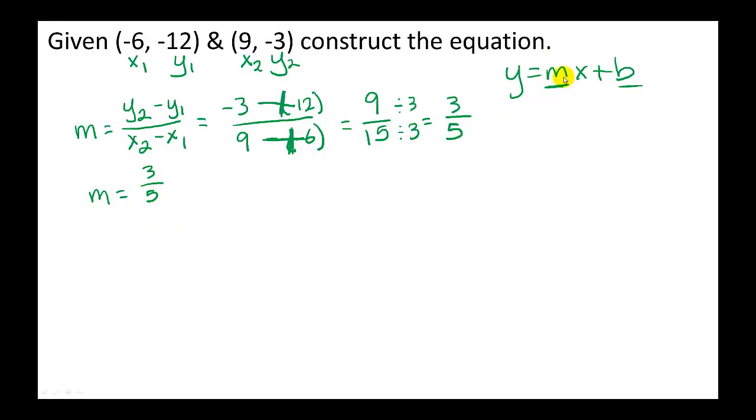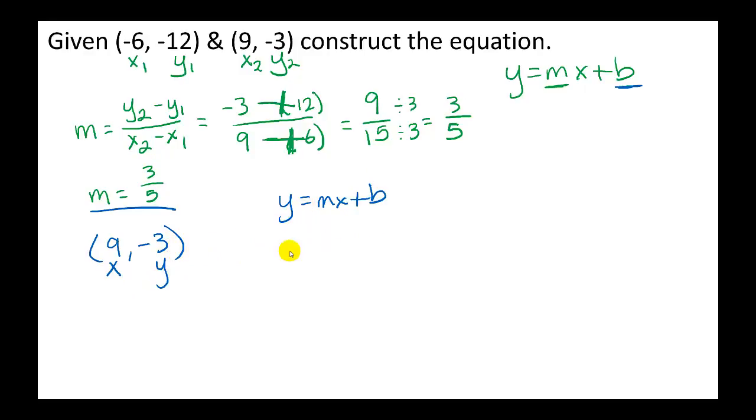Now that I've found my m, I need to find the b. To find b, I'm going to take y equals mx plus b. I know what my m is, and I'm going to take one of these points. So I'm going to take 9 comma negative 3, and that way I know what x is, and I know what y is. I'm going to plug these three values in, and that will leave me just to find b.